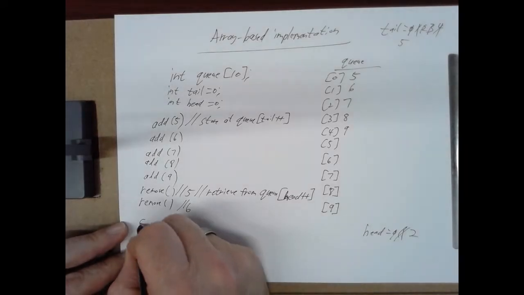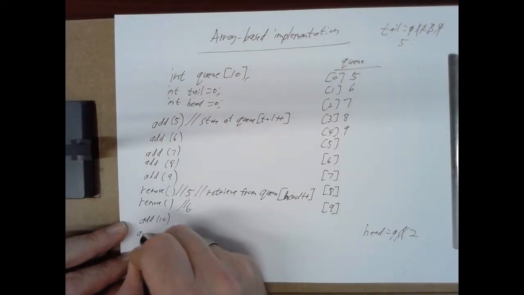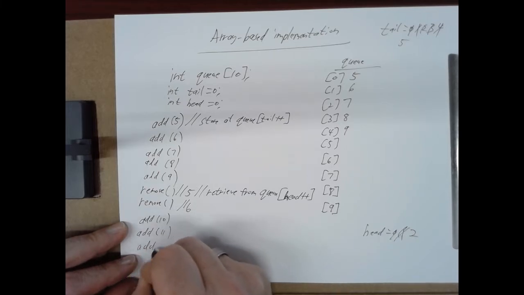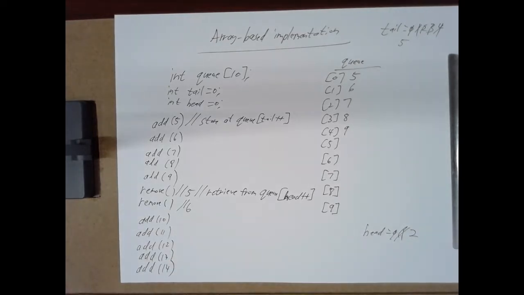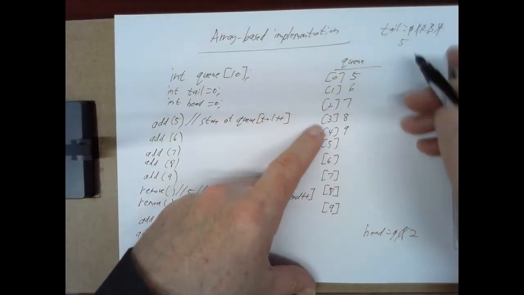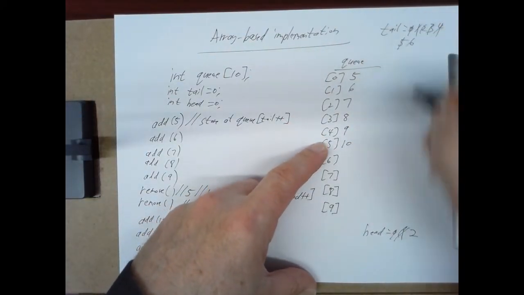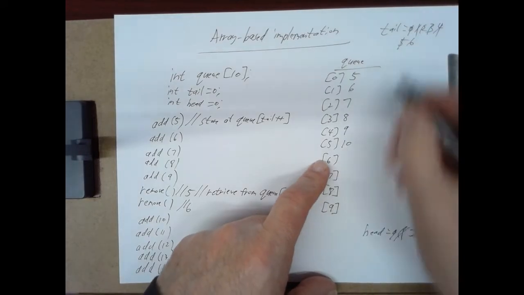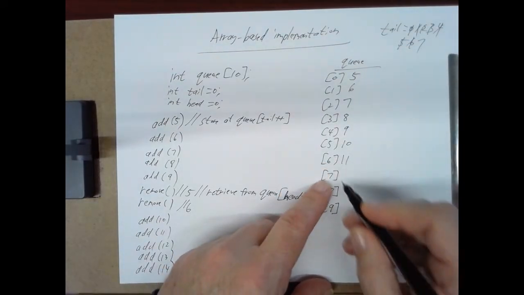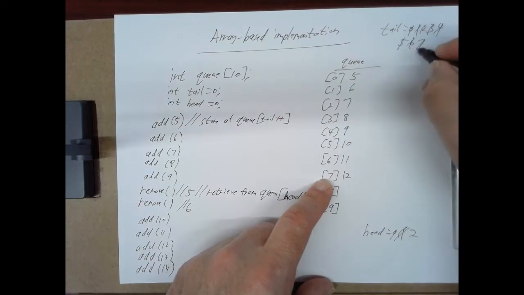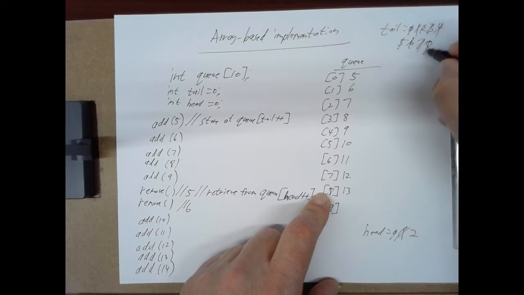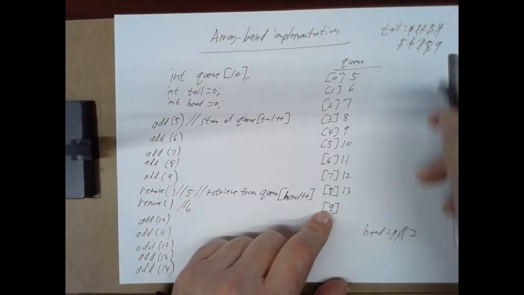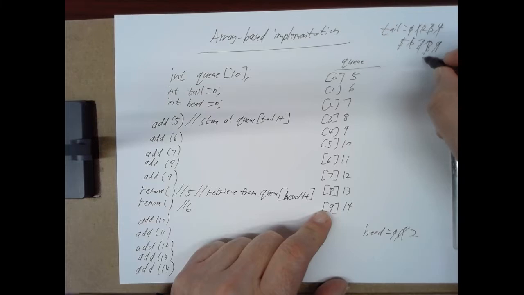And so I want to add a few more. So I'm going to add 5 more times. So add a 10, I'm going to store it at the tail index. That's a 10, increment the tail. Add an 11, I store it at index 6, increment the tail. Add 12, I store it at index 7, increment the tail. Add 13, I store it at index 8, increment the tail. Add 14, I store it at index 9, and I increment the tail.